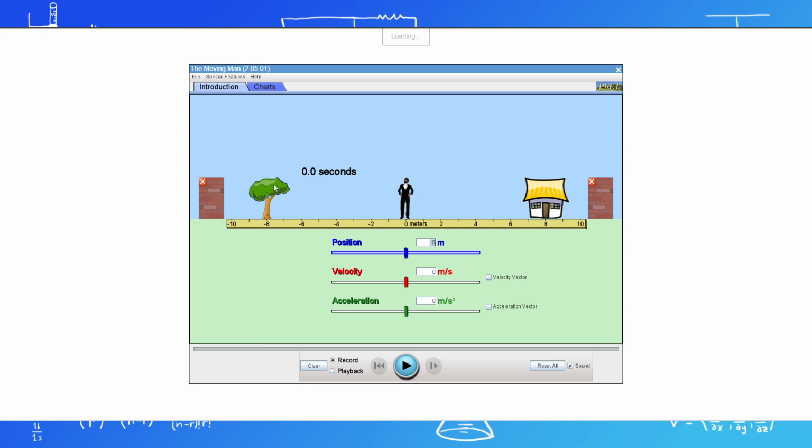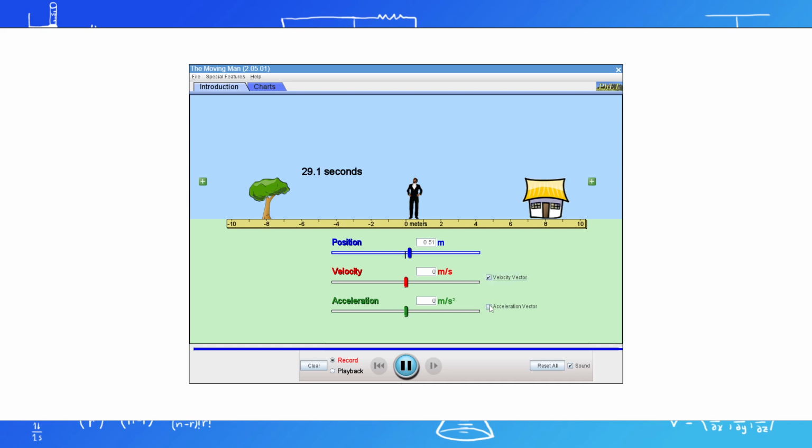Okay, and let's see. So there's the introduction mode that you can play around with just to get a feel for how it works. You can drag the man left and right and make him move around, and the position, velocity, and acceleration sliders will reflect whatever you're doing with him. You can have him crash into these walls, which will stop him, or you can get rid of the walls and just make him even run off the side of the screen. In many cases, never to return.